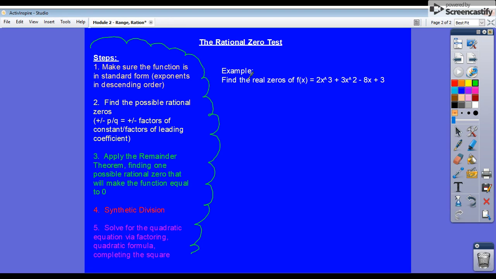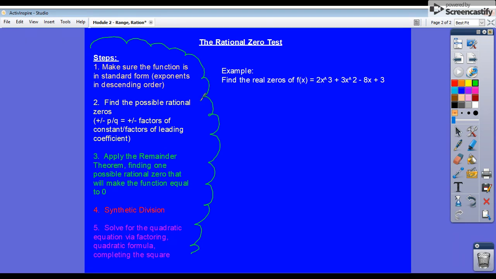The first step, make sure that the function is in standard form. The exponents are in descending order, so from greatest to smallest. If you look, we've already got that part done. X to the third, x to the second, x to the first, and then no x at all. The next step is to find the possible rational zeros. These are the values that x could possibly be. Now keep in mind we should have three values of x total because our highest exponent or degree will tell us how many x's to expect.